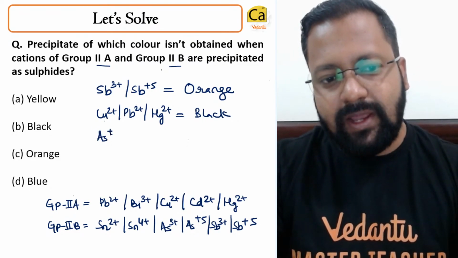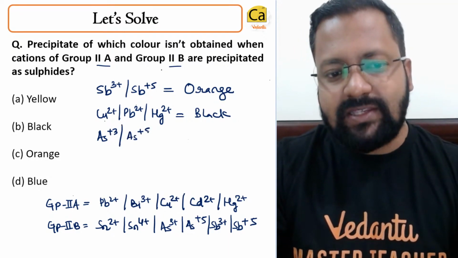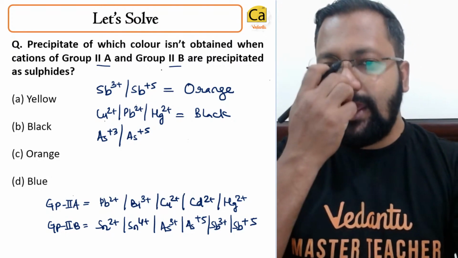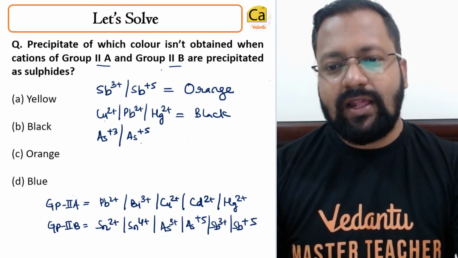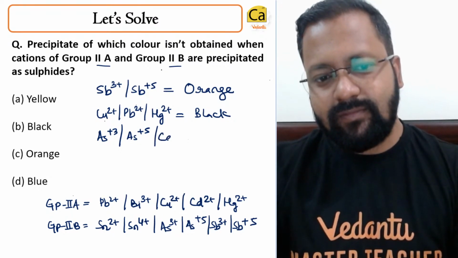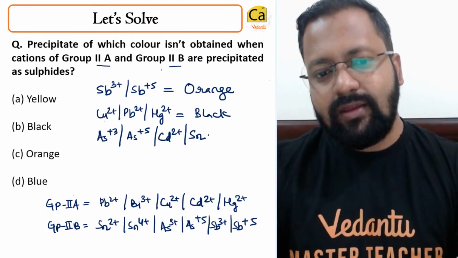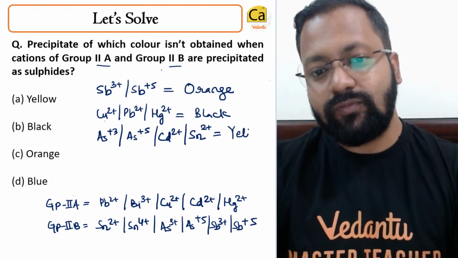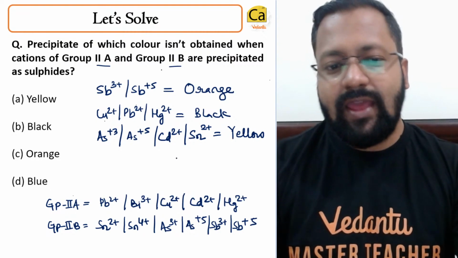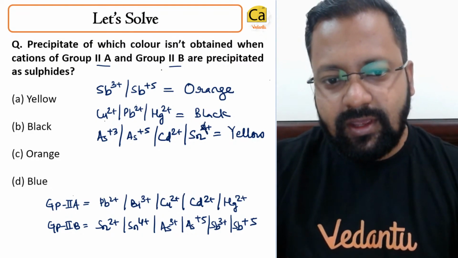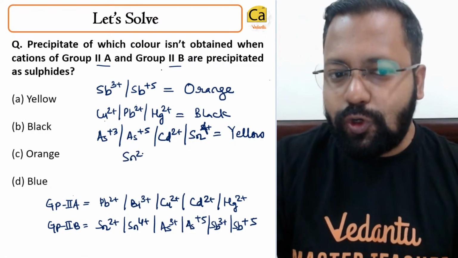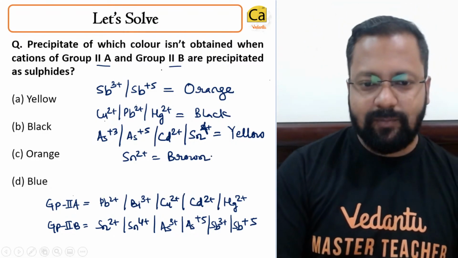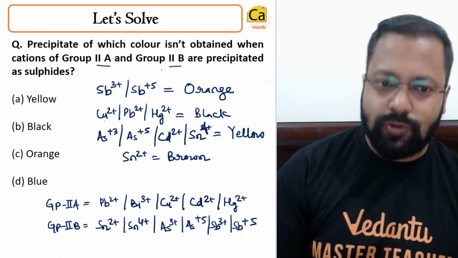As +3, As +5. Cadmium, Sn4+, all of these will turn yellow. Okay, and Sn4+ will turn yellow and Sn2+ will turn brown, or it will give a brown colored sulphide. ठीक है, so हमारे पास ये colors होते हैं.